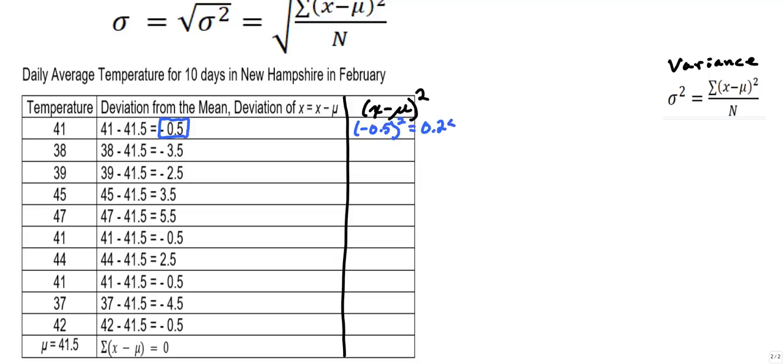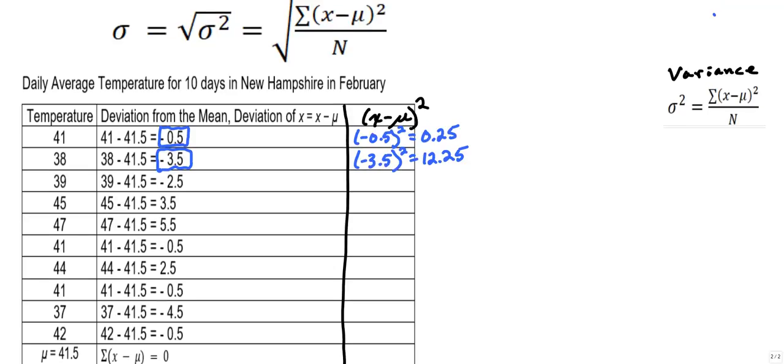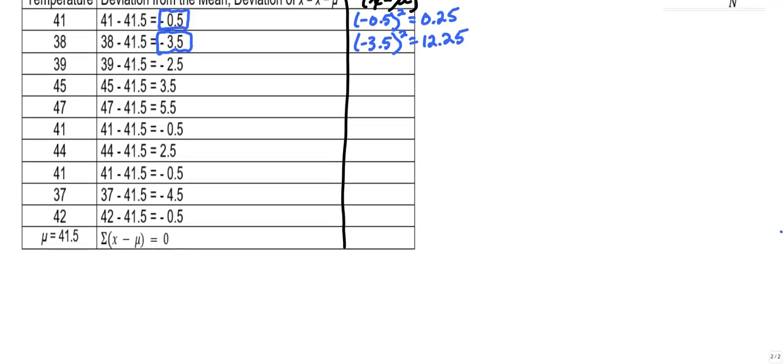Now you'll notice that this yields a positive value, and every single one of these will be positive values. So let's go ahead and find negative 3.5 quantity squared, and that's equal to 12.25. Now let's fill in the rest of the values, and we don't necessarily have to keep writing the quantity squared notation. We can just write the squared values.